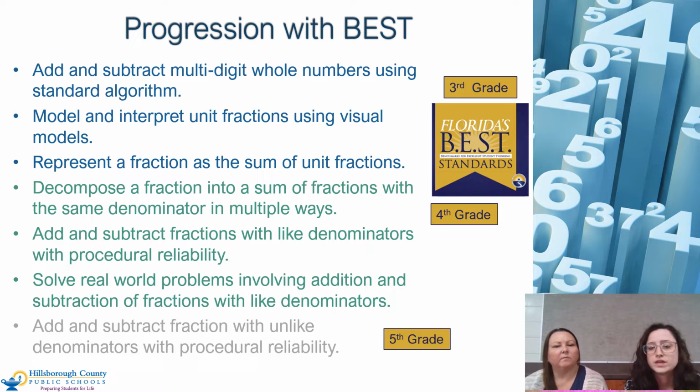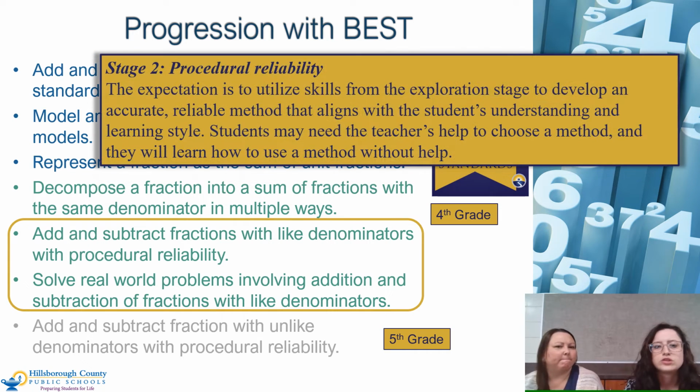As they move into 5th grade, they'll begin to work with fractions with unlike denominators, and they're still expected to have that procedural reliability. I keep hearing that phrase over and over. What exactly does that mean, and what does that look like? Procedural reliability is where students go through the exploration phase and get to select the strategy and method that works best for their understanding. Teachers are going to need to support students with selecting the best method for their learning style. That doesn't mean the strategies and models are gone. We're just trying to get them to the most efficient way for them to continuously be able to solve problems.